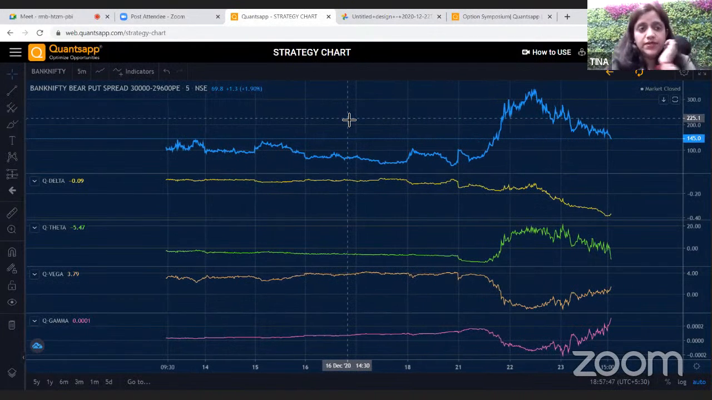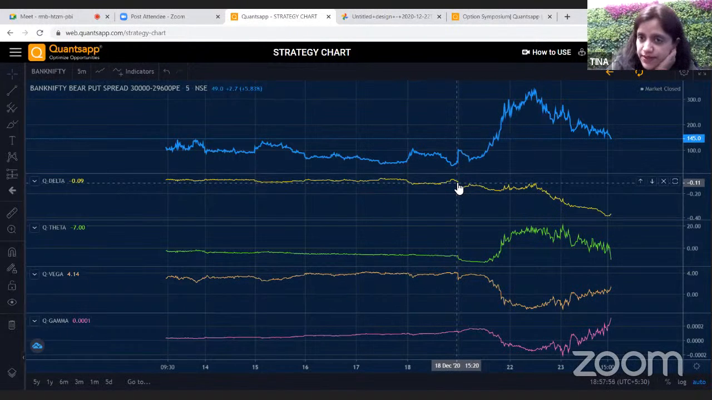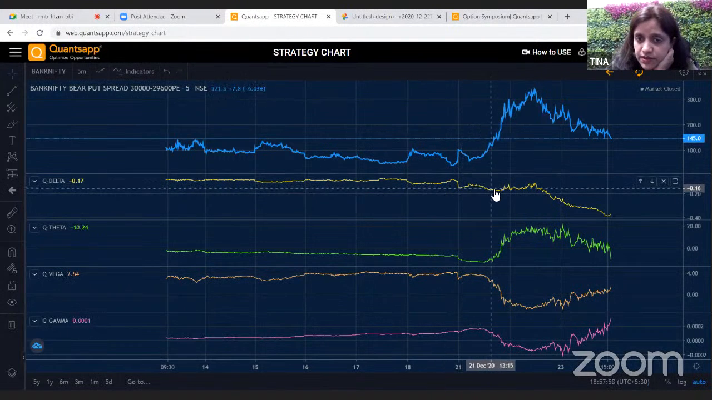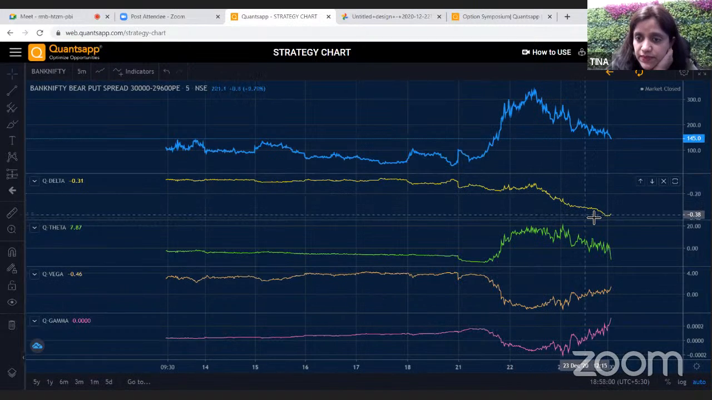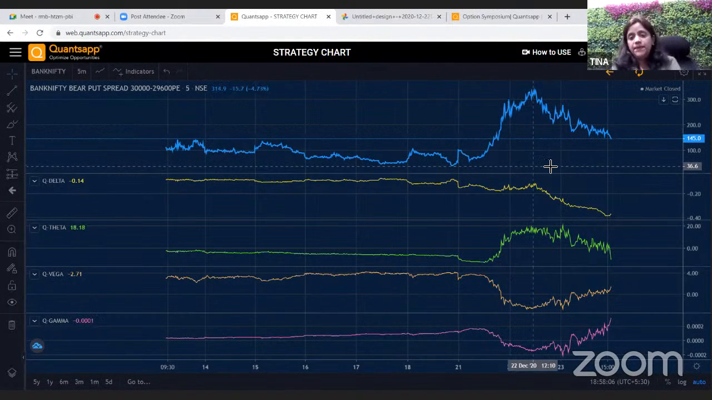Now if you look here, the delta was nearly minus 0.09. So it was an out of the money bear put spread. That bear put spread has gradually started moving in the money, right? So you see this in the money. Also, your moneyness depends upon the time.